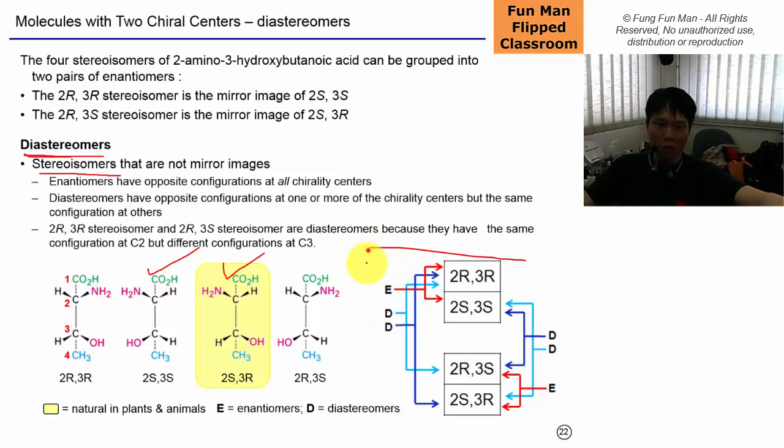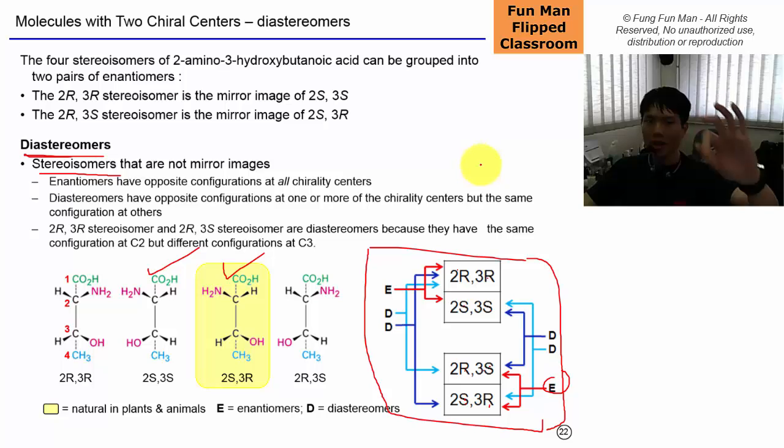I hope this shows you the true picture so that you can understand. R and S flip, S and R flip, so these are enantiomers. R becomes S, R becomes S, so these two are enantiomers. But if you compare these, they're diastereomers. When you compare these, they're diastereomers. Alright.